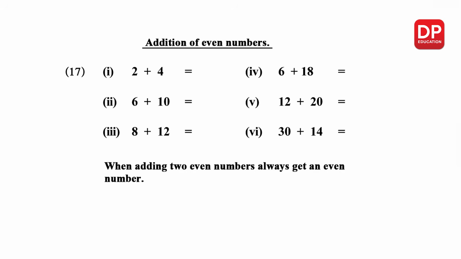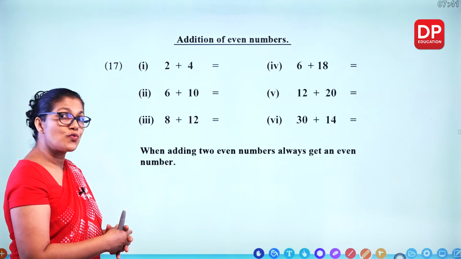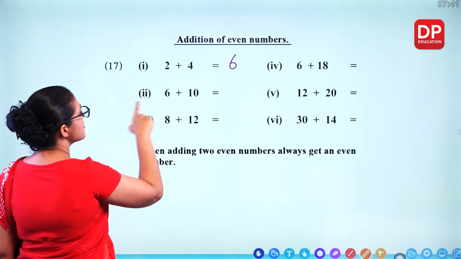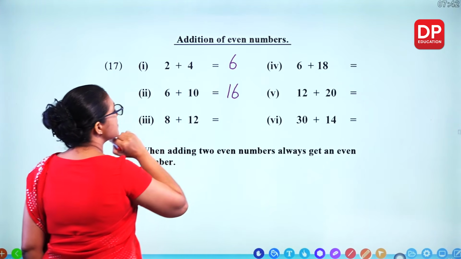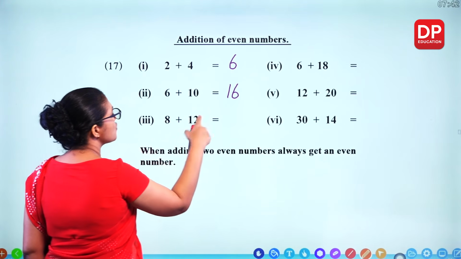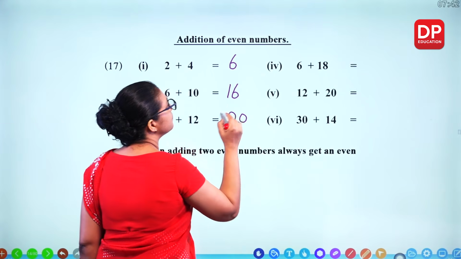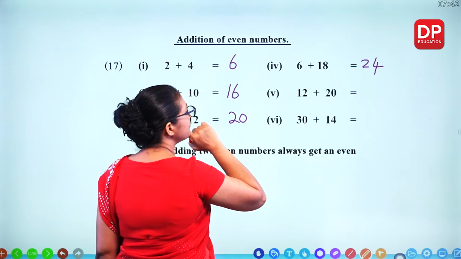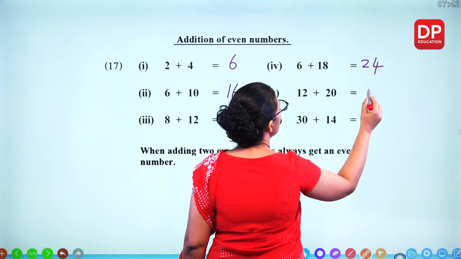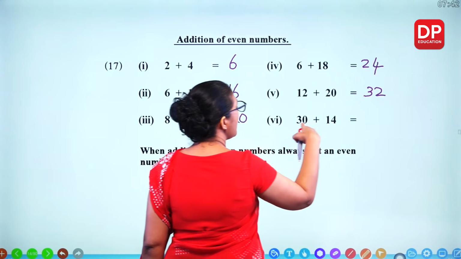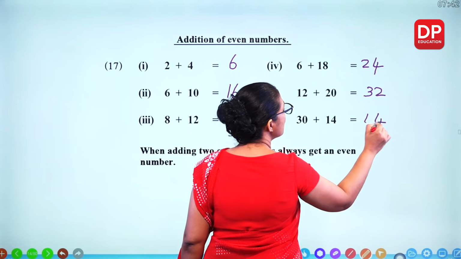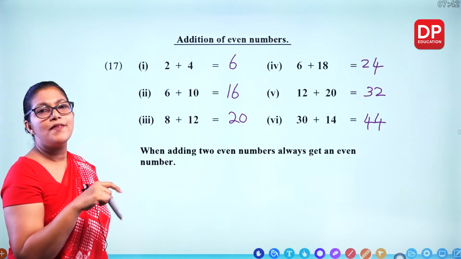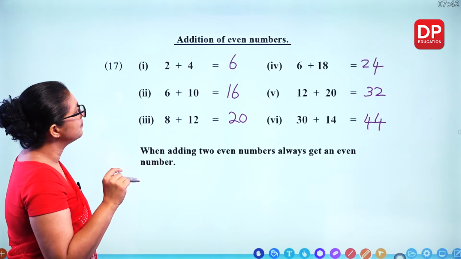Addition of even numbers. Now we are trying to find out what happens when you add even numbers. 2 plus 4, 6. 6 plus 10, 16. These all are even numbers. 8 plus 12, you get 20. 6 plus 18, you get 24. 20 plus 12, you get 32. And here you get 44. So when adding two even numbers, always it's an even number.